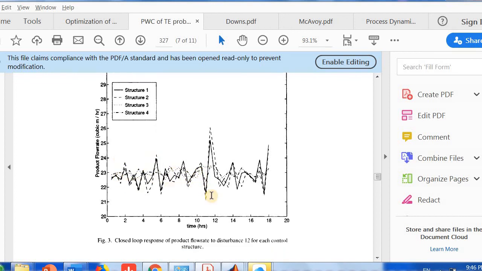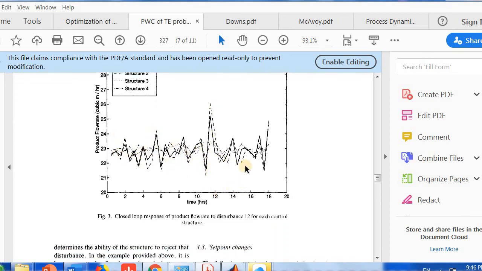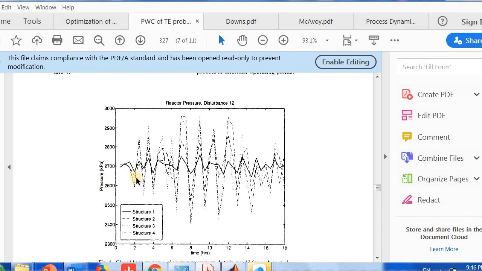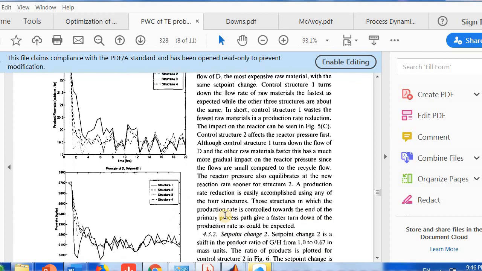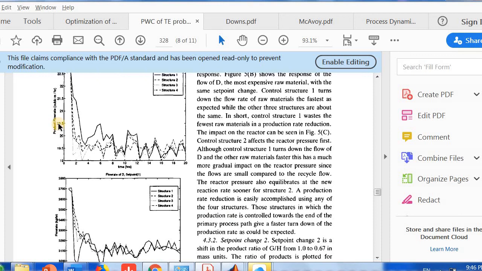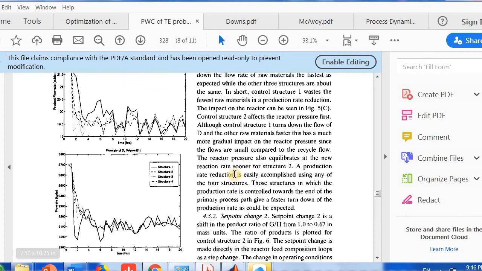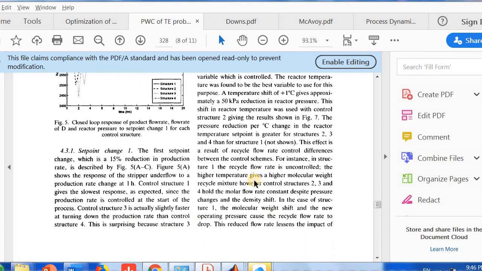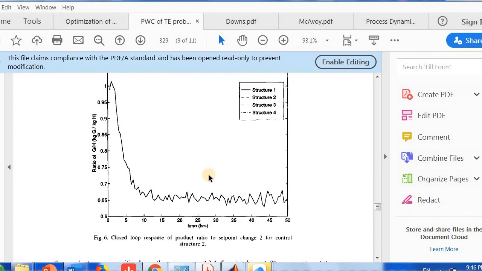This is a good way of showing that the product flow rate is not really varying much with time, which is really good. And this is how the pressure was kept under control. Structures 1, 2, 3, 4, there are different structures, and in each structure the variations are high or low, and you can see the variations for all structures, for the production flow rate and for the reactor pressure and so on. So beautiful how we can see things, right?